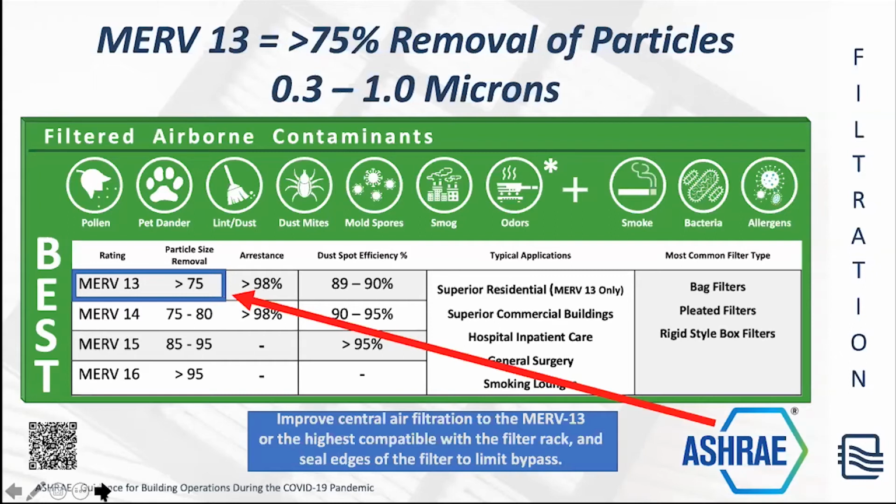Now, one of the deficiencies that we have with the MERV test is that MERV ratings do not test for particles below 0.3 microns. So while we look at a MERV 13 and say that's getting pretty good at very small particles, we still don't know exactly how efficient that MERV 13 filter is going to be at the size of the virus that we're trying to protect ourselves from.